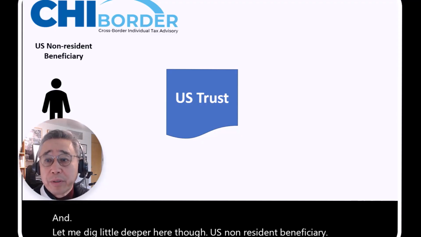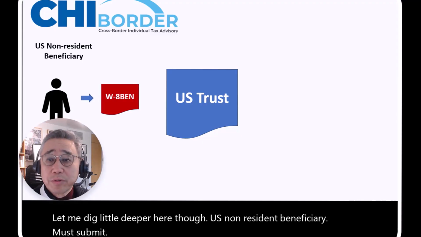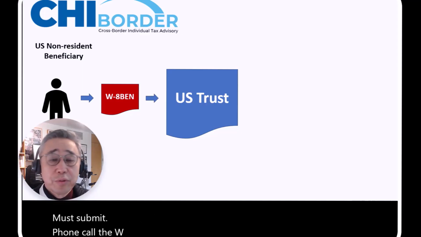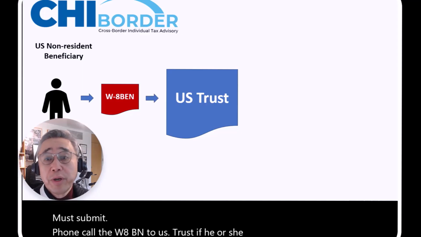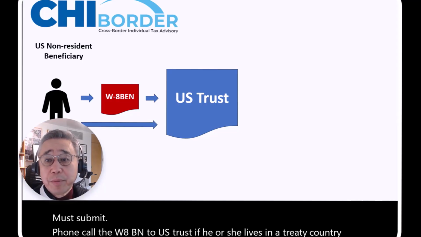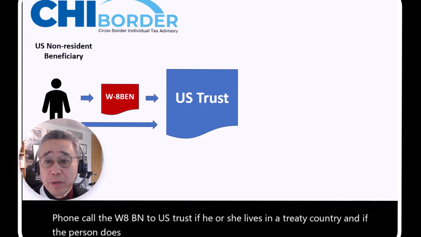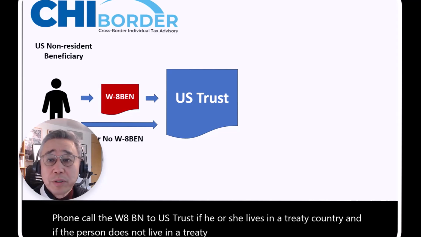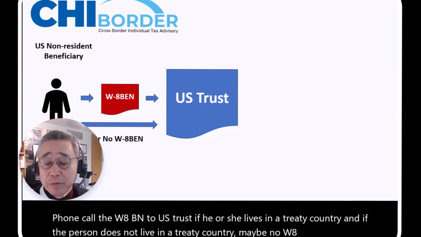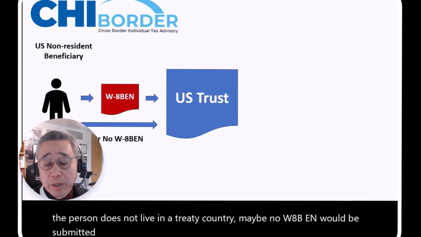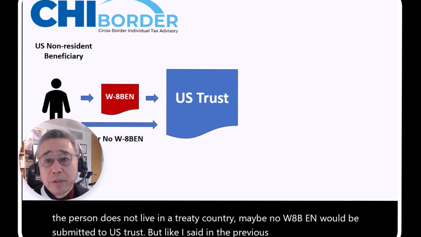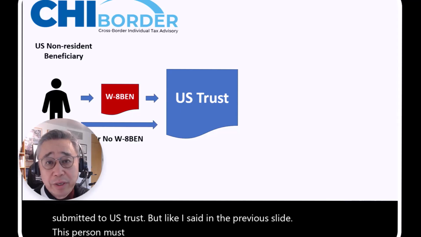The U.S. non-resident beneficiary must submit a form called W-8BEN to the U.S. trust if he or she lives in a treaty country, and if the person does not live in a treaty country, maybe no W-8BEN would be submitted to the U.S. trust. But like I said in the previous slide, this person must have an ITIN, Individual Taxpayer Identification Number.